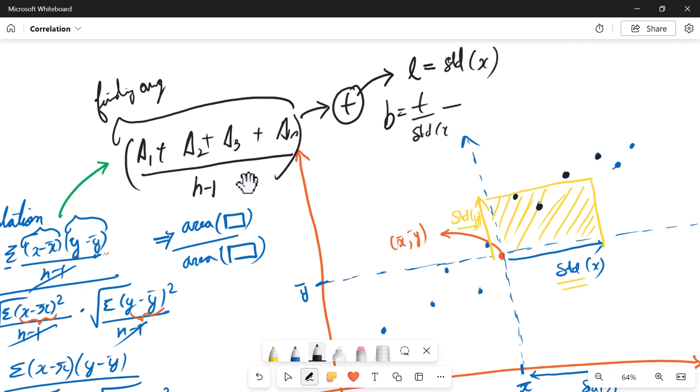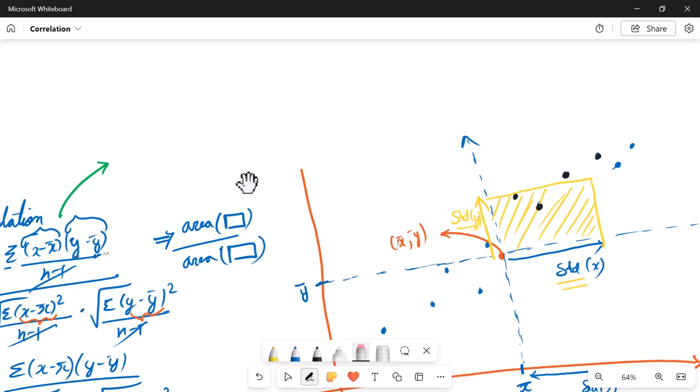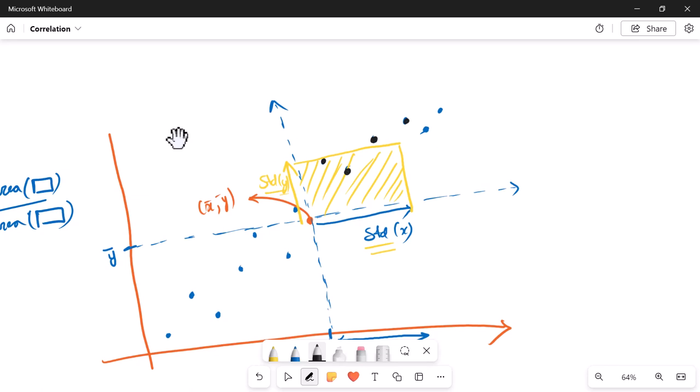Okay, so let's draw this particular average rectangle that we have got in our x and y plane. Let me erase and clean my whiteboard a little bit. Okay, so let's go here and draw our average rectangle. It has the same length as the denominator rectangle, and it has some breadth which is TB. This breadth is TB, right? And this particular length is standard deviation of x. This is the rectangle that we are talking about.